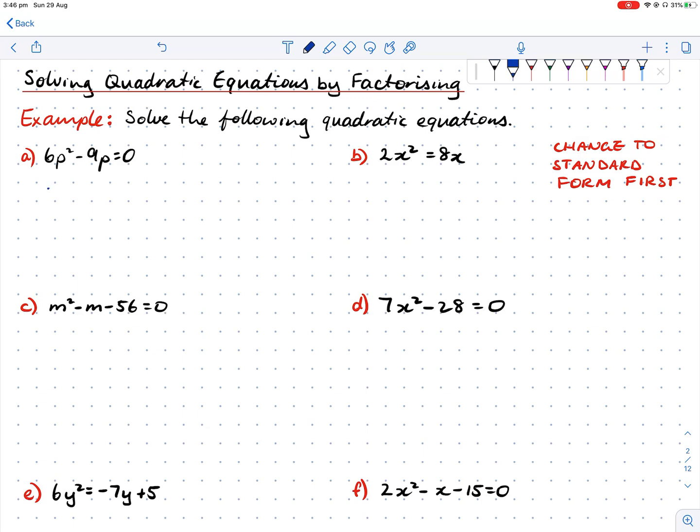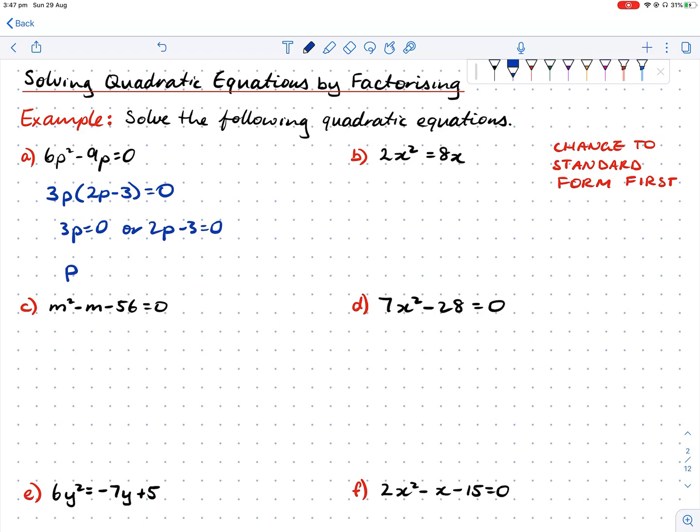6 and 9 both go into 3, so we can put 3 there. p squared and p both have p as a common factor. And then what we've got left is 2p minus 3, and that's equal to 0. Make sure you don't forget to put that 0 back in, because each of the lines should be the same, except we're starting to do a bit more work with them. Now that we're in this format, this one looks very similar to the first example that we did last lesson. So we've got 3p equals 0, or 2p minus 3 is 0.